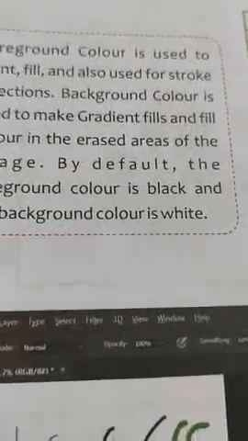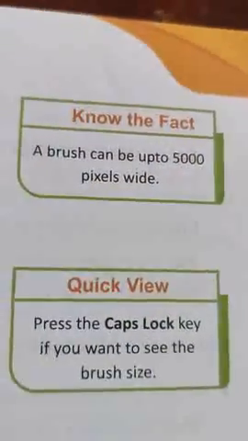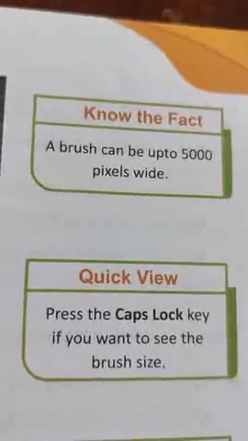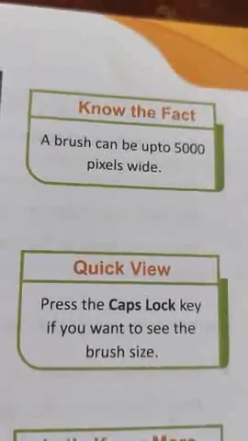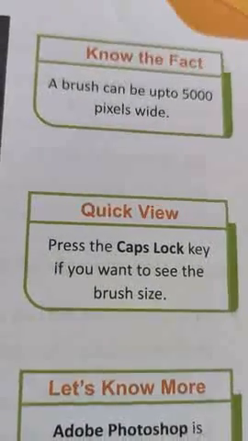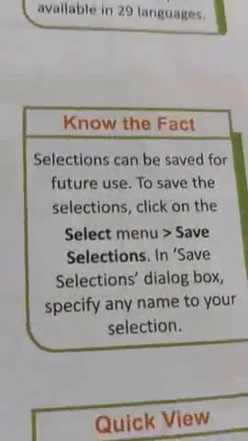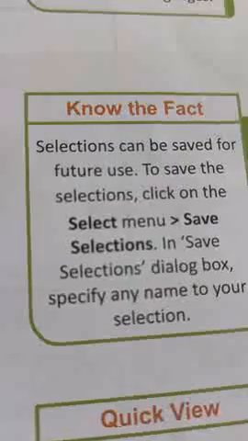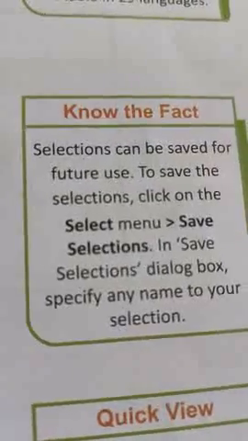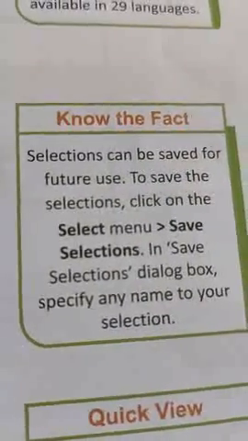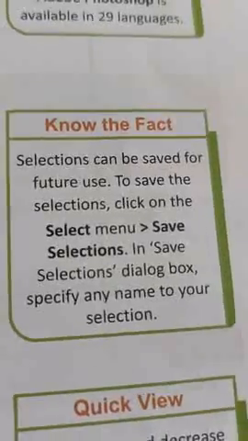And one more important objective: brush can be up to 5000 pixels wide, and press the Caps Lock key if you want to see the brush size. And Adobe Photoshop is available in 29 languages, and a selection can be saved for future use. To save the selection, click on the Select menu, Save Selection. In the Save Selection dialog box, specify the name of your selection.